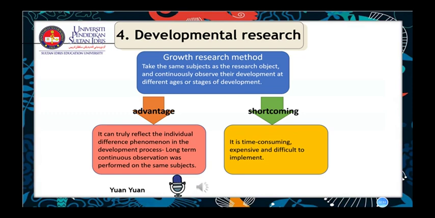Take the same subject as the research object and continuously observe its development at different ages or stages of development. The advantages of the growth research method are: it can truly reflect the differences of individuals in the process of development, and allows long-term continuous observation of the same subject. The disadvantage of the growth research method is that it is time-consuming, expensive, and difficult to implement.